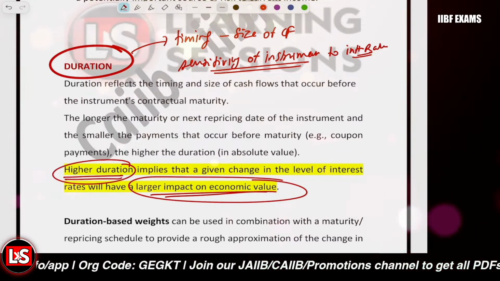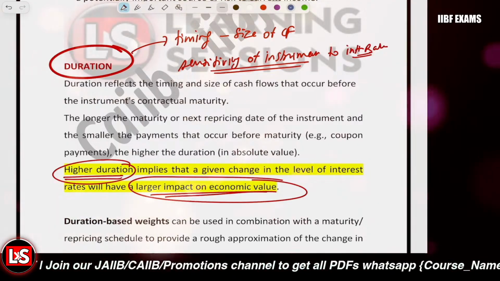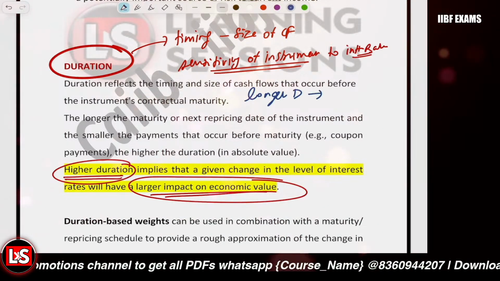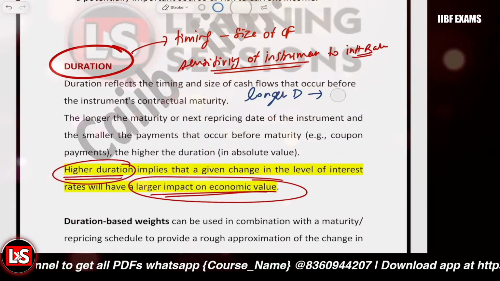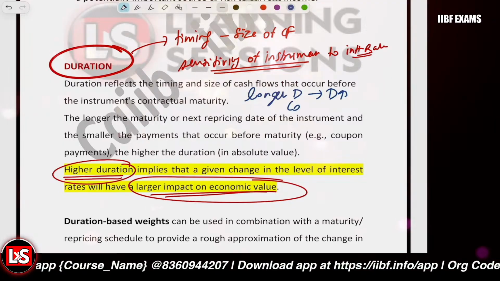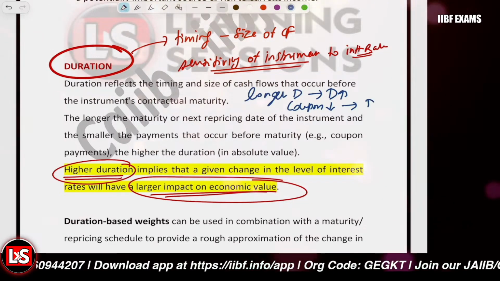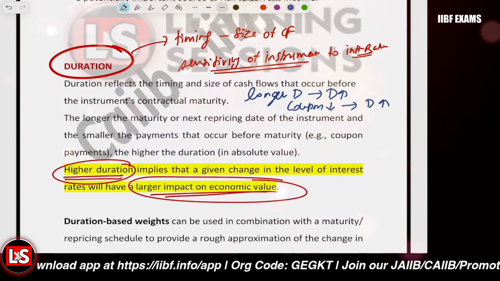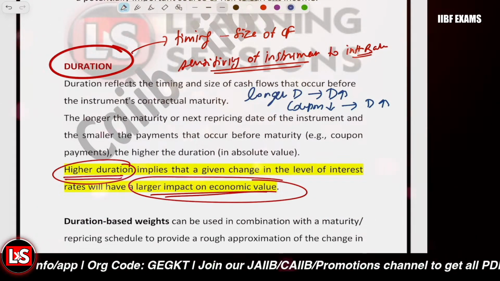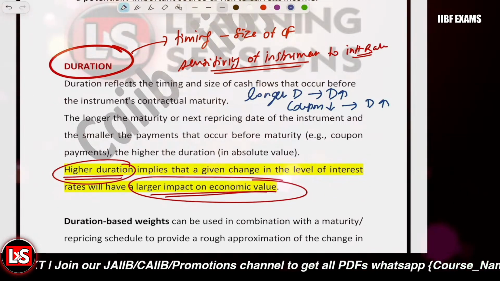And moreover, longer duration means what? That the duration will be higher. And if the coupon is lower, then the duration will be higher. And if earlier cash flows are there, like if you're having more cash flows, then the duration will be lower, right? That's the part.